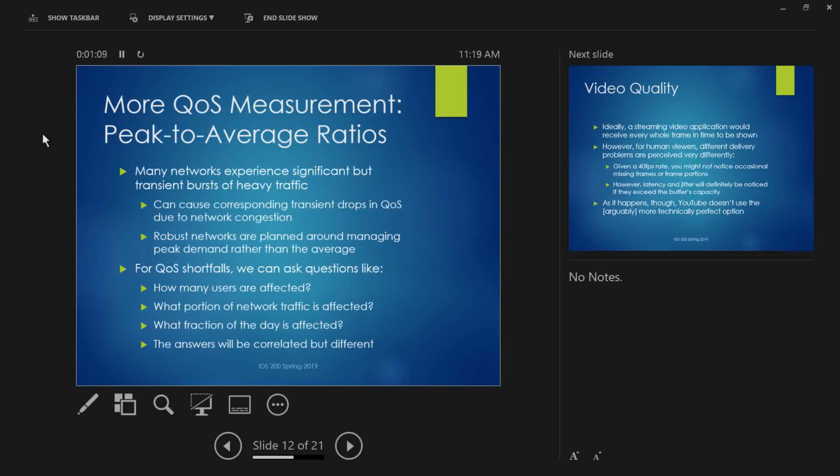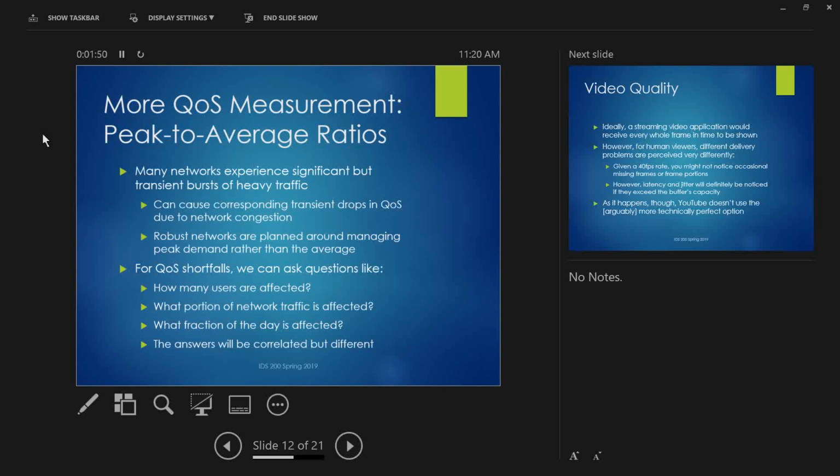Anyway, so for quality of service shortfalls, ask questions like, number one, how many users are affected? Number two, what portion of network traffic is affected? And what fraction of the day is affected? Now, these answers tend to be correlated, right? But they also tend to be different. So for example, if you're trying to do one thing behind the scenes in your business, doing some big database cross-checking operation, you're not really affecting many users, right? So that's the sort of thing it's easy to push off to the off hours. On the other hand, if you have a lot of customers who want to shop now, well, you want them to be able to shop now, because if they don't shop now, they might go shop somewhere else. Okay, so depending on what's going on, those are some big things.